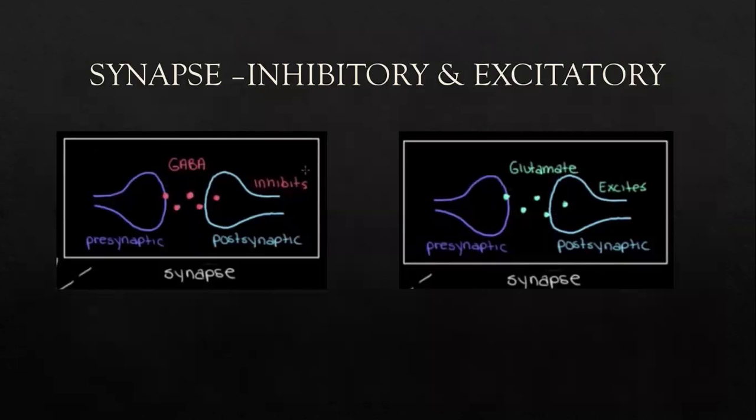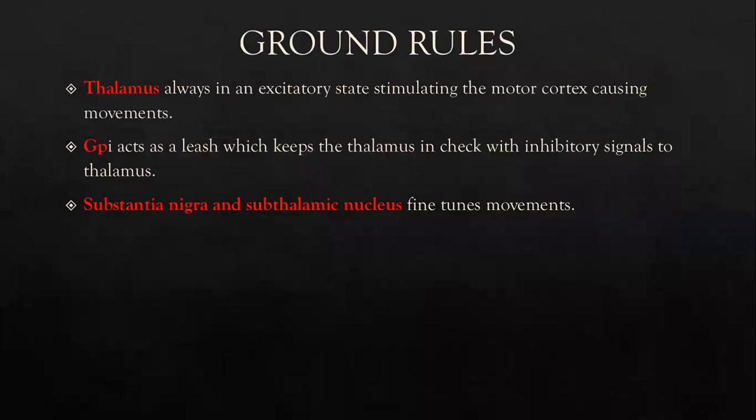Before going to the details, we'll just see that when there is a synapse and the neurotransmitter is GABA, it is going to have an inhibitory effect. And when the neurotransmitter is glutamate, it is going to cause an excitatory effect in the postsynaptic synapse. So we are going to be seeing what happens physiologically in the basal ganglia.